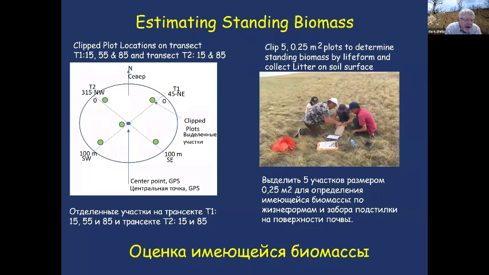So we clip five different plots. The size of the plot will vary based on the vegetation. The more homogeneous and uniform the vegetation is, we can go to a smaller plot. If you have very discrete plant communities like we might find in desert regions, we're going to use a much larger plot so that we get that variation defined.